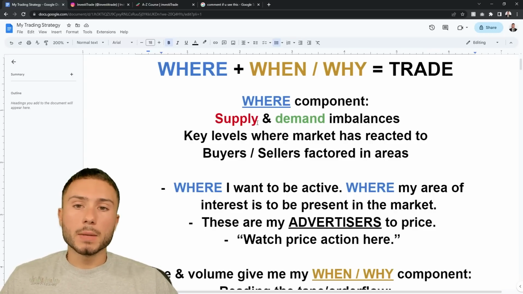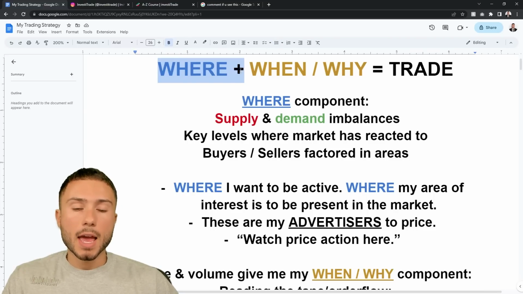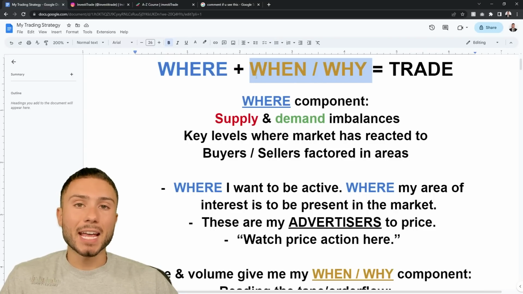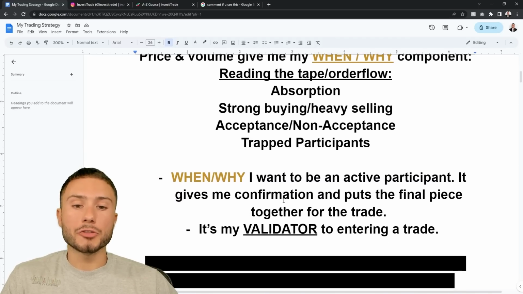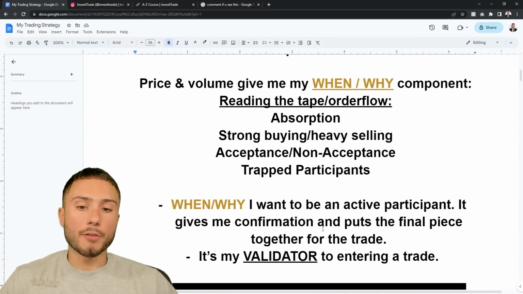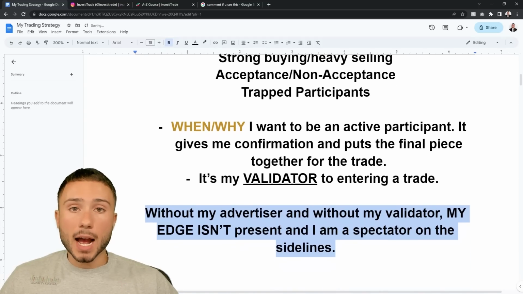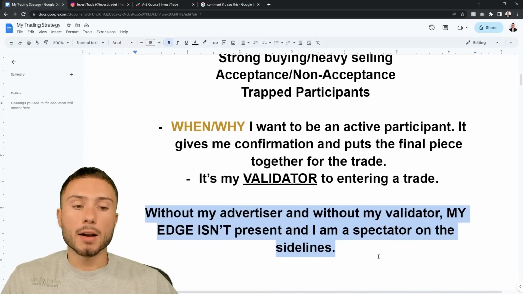No. That's why it's important to have levels of interest and then use price action to gauge what happens at those levels of interest. It validates that trade. It gives it valid confirmation. Without my advertiser and without my validator, my edge is not present, and I'm a spectator and I sit on the sidelines until both are present, that I have a valid edge and a valid trading plan with a valid thesis.